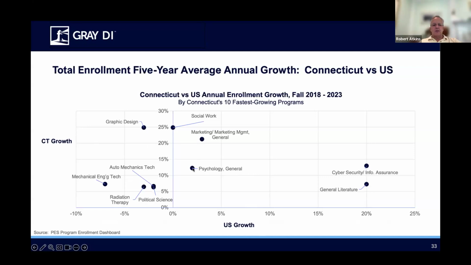Psychology, for example, grew over 10% in Connecticut, grew less than 5% nationally. Marketing management in Connecticut, up over 20%, still below 5% nationally. And social work actually was up 25% in Connecticut and saw no growth nationally. So keep in mind, again, just that you need to be keeping track of your local market.